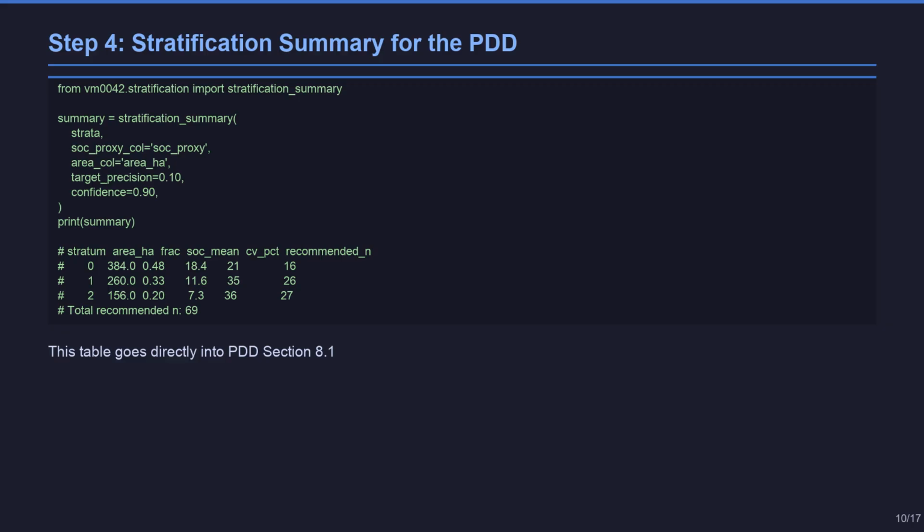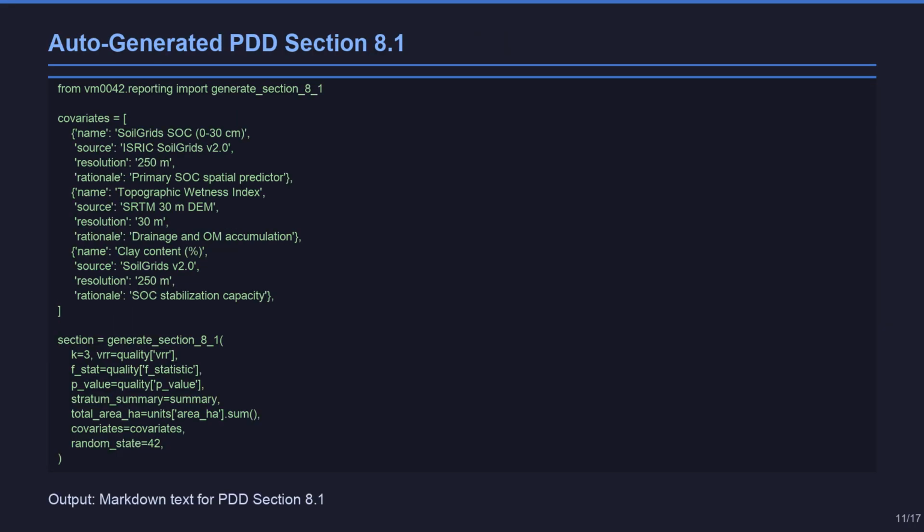The recommended DDN column is the Cochrane formula output for each stratum at 90% confidence, plus or minus 10% precision. This is what feeds into the sample size calculation in video 5. The Toolkit's reporting module generates the PDD language automatically. You pass the quality statistics, the stratum summary table, the total area, the covariate definitions, and the random seed. The output is Markdown that converts to a properly formatted PDD section.